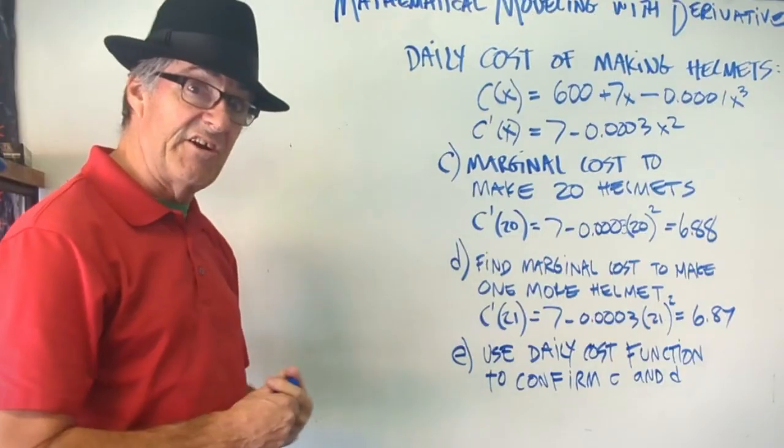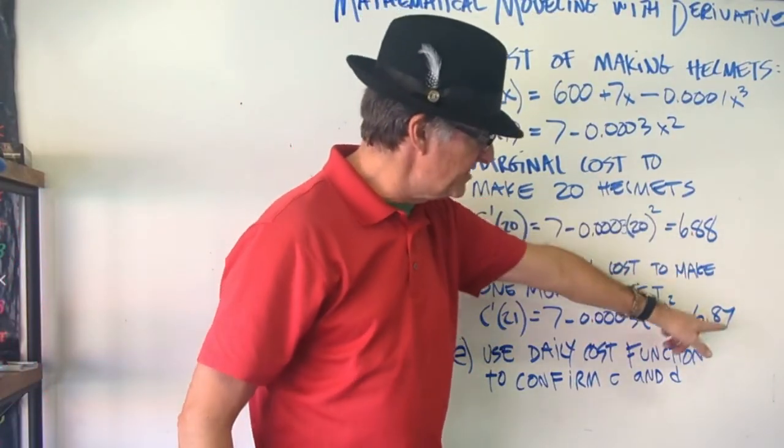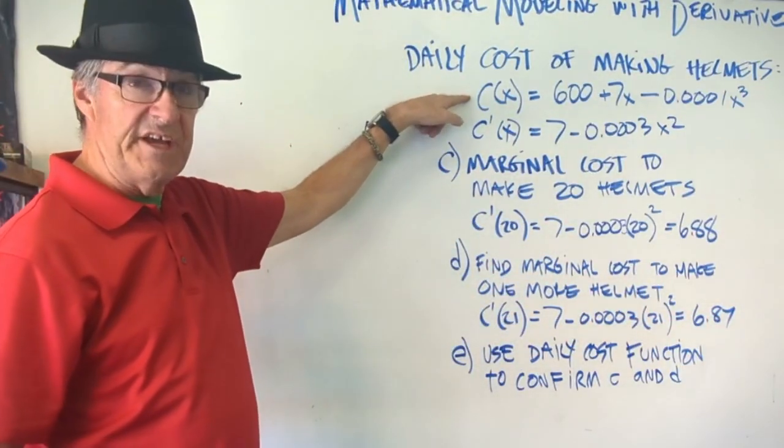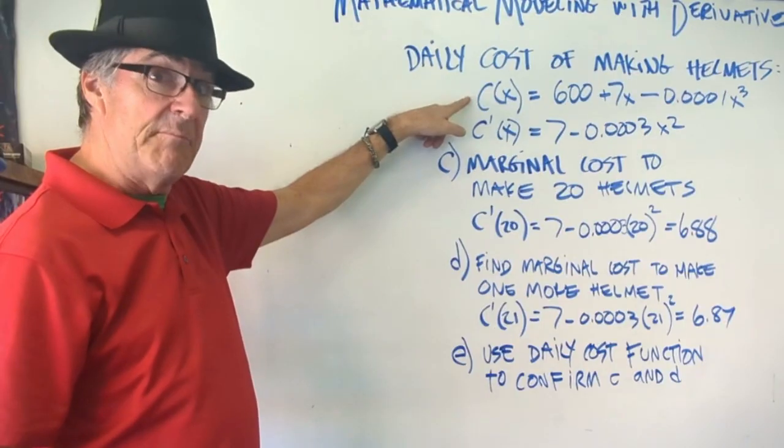Now, the cool thing here is that we can confirm that we go from 6.88 to 6.87 by using the cost function. This is the total daily cost. So pause the video, think about how you might want to do that, and come back.